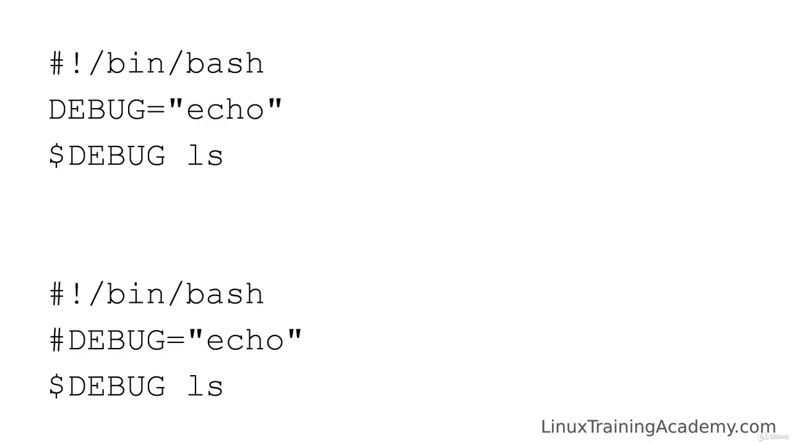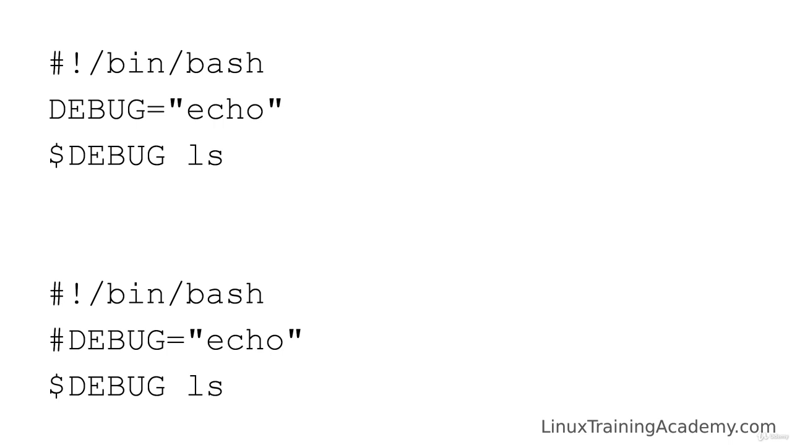Another thing you can do is set the value of the debug variable to echo. Next, place $debug before each line in your script. If debug is set to echo, then whatever would normally have been executed is simply echoed to the screen. In the first example, the output to the screen is simply ls because what gets executed is actually echo ls.